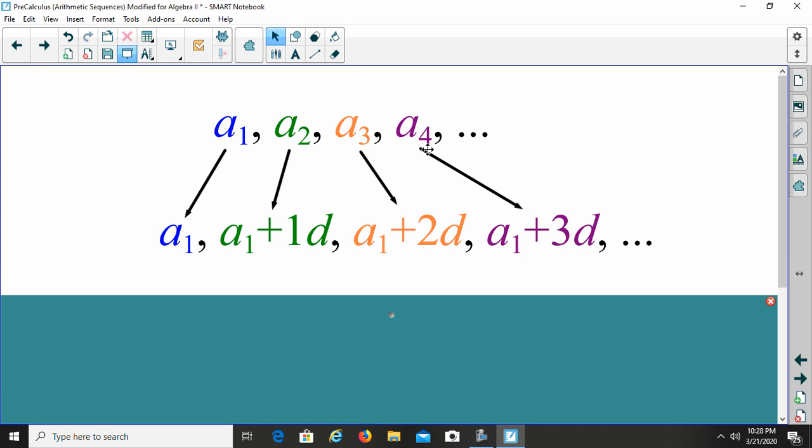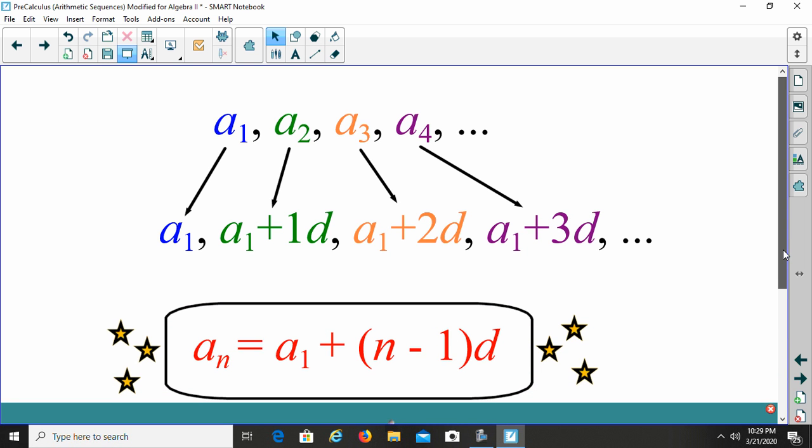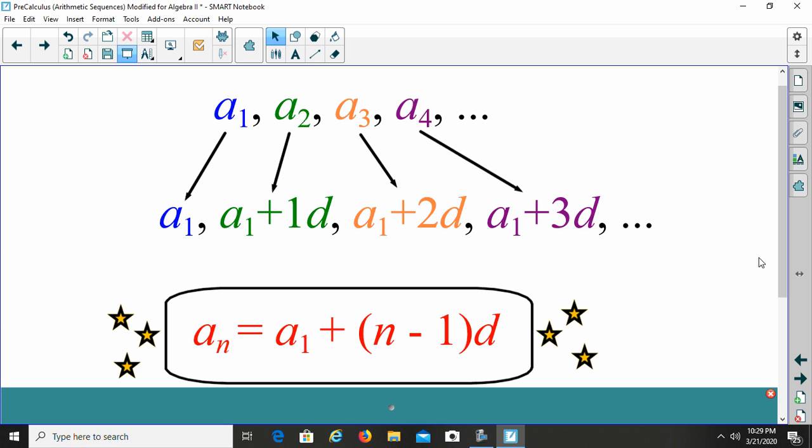You will notice that the subscript is always 1 more than the coefficient in front of d when we're using a sub 1. Said another way, the coefficient in front of d is 1 less than the subscript of the term we're seeking, which leads us to this definition, and you'll want to copy this one down. a sub n equals a sub 1 plus the quantity n minus 1 times d. And again, what we're noticing is that for the term we're seeking, n, the coefficient in front of d is 1 less. We have n minus 1, which is 1 less than n.